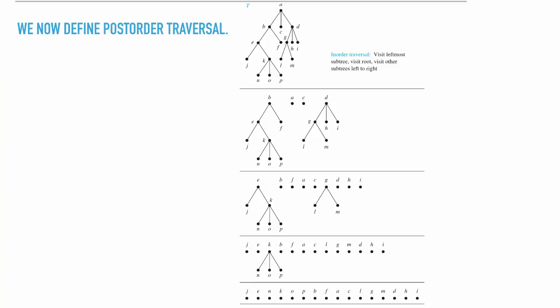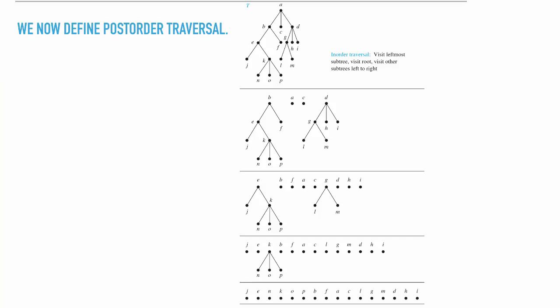The in-order listing of the subtree with root B begins with the in-order listing of the subtree with root E, the root B, and F. Now the in-order listing of the subtree with root D begins with the in-order listing of the subtree with root G, followed by the root D, followed by H, and followed by I. So the in-order listing of the subtree with root E is J, followed by the root E, followed by the in-order listing of the subtree with root K.